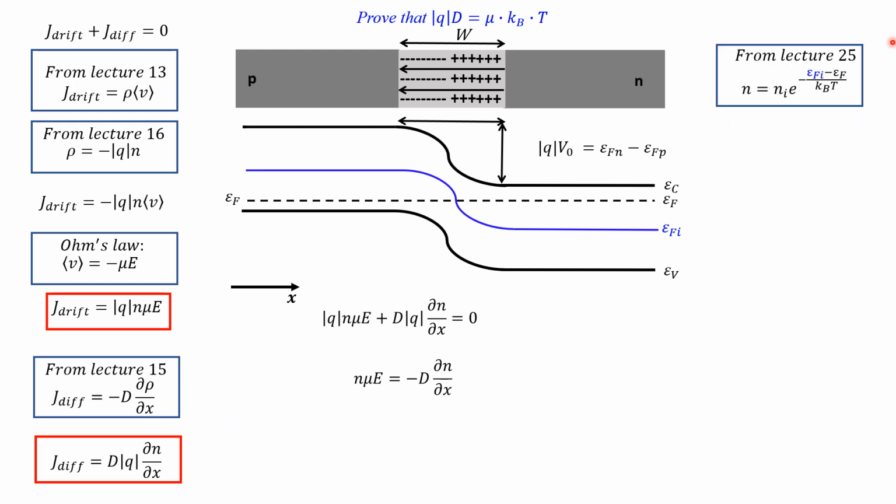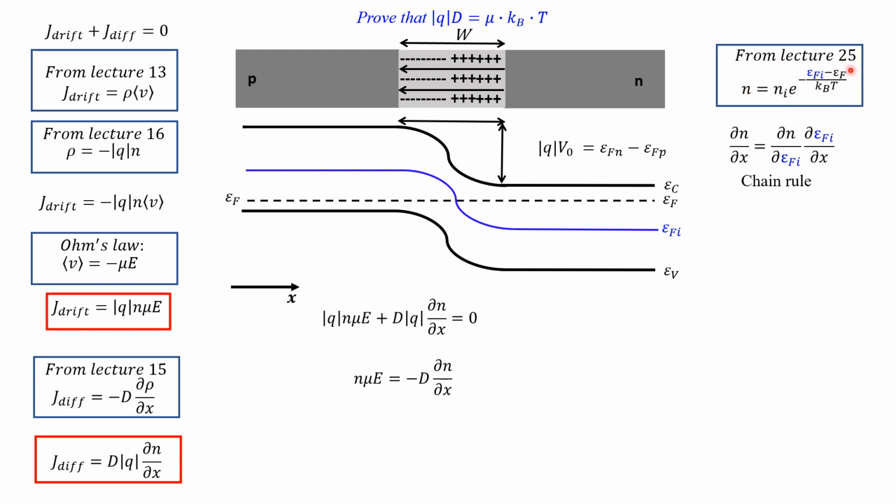And we also need the expression we derived in lecture 25 for the concentration of free electrons in terms of the energy level. So this is the Fermi level, it's this line, and this is the intrinsic Fermi level, so it's the blue line. That's why I left it in blue here, to emphasize that this term refers to the blue line and this term refers to the dashed line. So now let's evaluate this derivative using this expression for the concentration of free electrons.